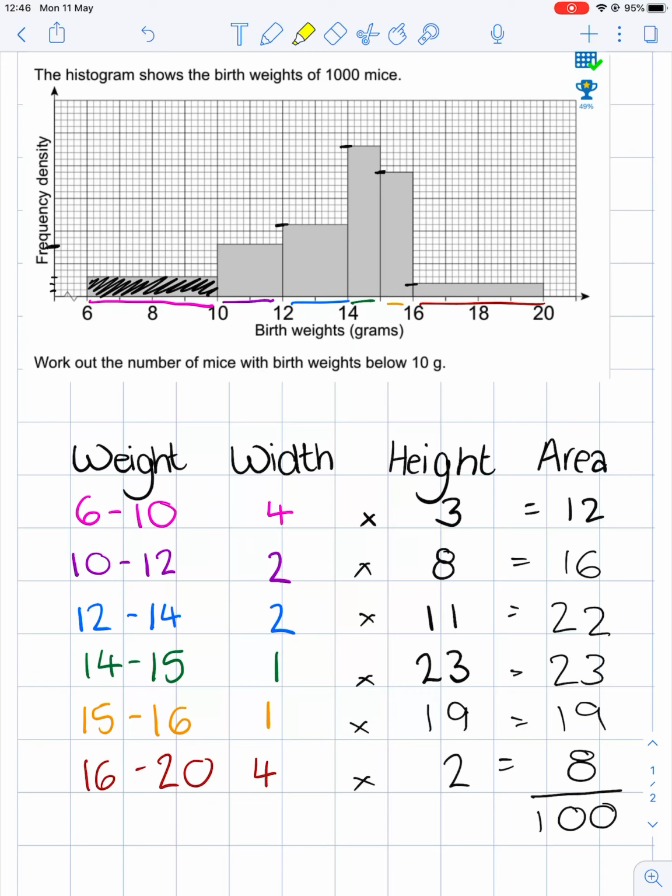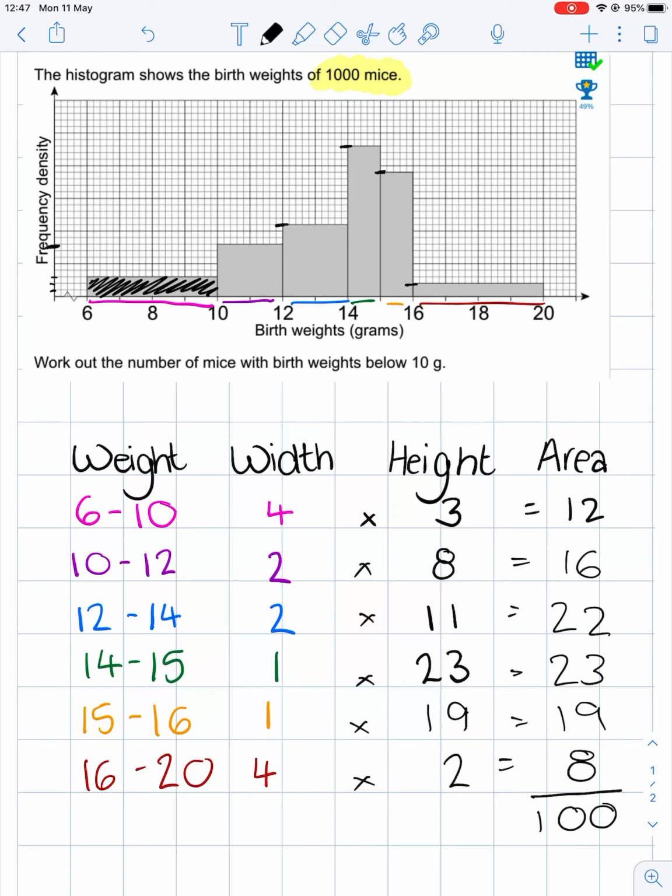Okay, but we can see up here, we're supposed to be getting a total of 1,000 mice. So think about how we could turn 100 into 1,000, and hopefully you'll realise we need 10 times as many mice. We need to times all of these numbers by 10. Now the widths are set. We know the widths are right, but the heights were only an assumption. So I'm going to multiply all my heights now by 10.